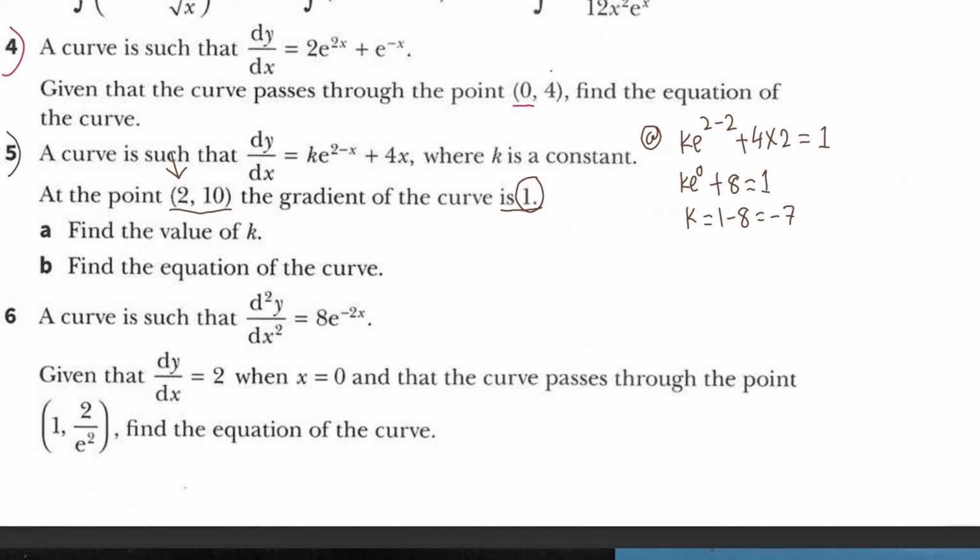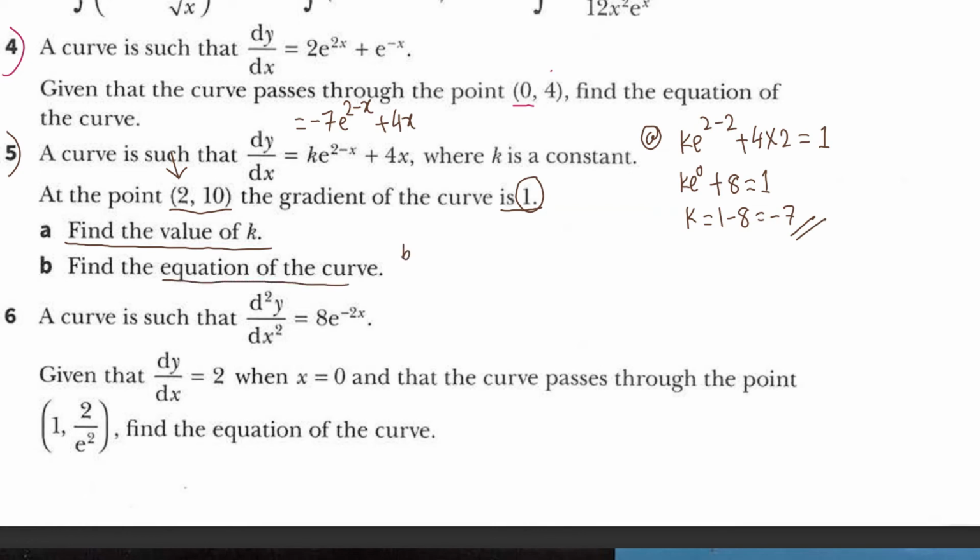So our expression can be written using the minus 7 e to the power 2 minus x, then plus 4x. So the first question is find the value of k. So this is our value of k, we can keep the answer here. The second question, find the equation of the curve.